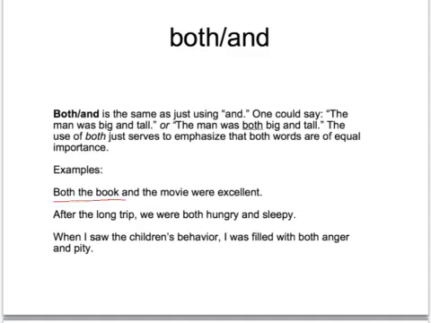Examples. Both the book and the movie were excellent. Again, giving emphasis to that, not one was better than the other. They were both excellent. Again, it could be done just as well by saying the book and the movie were excellent, but using both gives a little bit more emphasis. After the long trip, we were both hungry and sleepy. Hungry and sleepy, two adjectives which are of equal value.